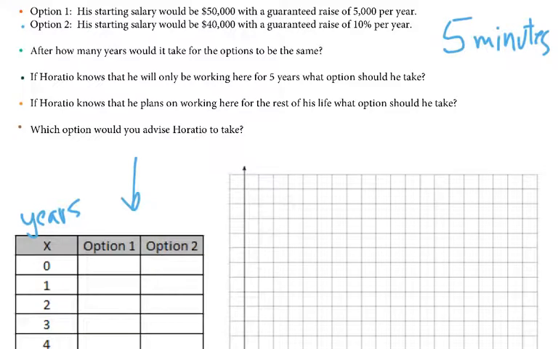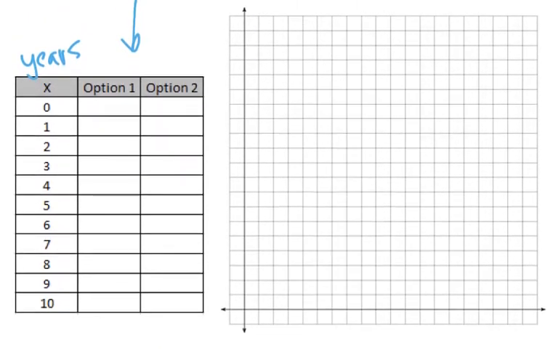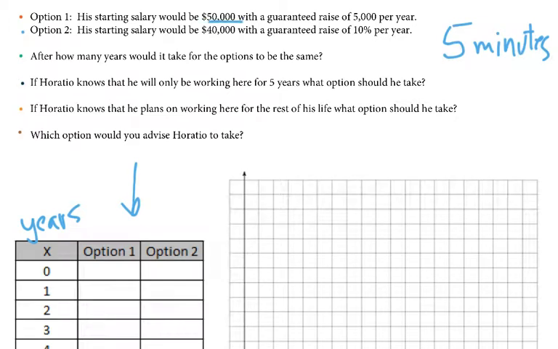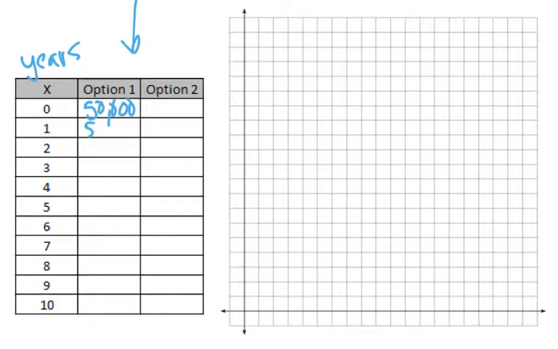Okay, so you should have gotten your table filled out. Now option 1, we're starting at 50,000, so this would be 50,000, and it's growing by a rate of 5,000 per year. So at year 1, we'd have 55,000. Then year 2, 60,000 we're earning, or Horatio's earning, not us. Then 65, 70, 75, 80, 85, 90, 95, 100,000 after 10 years.